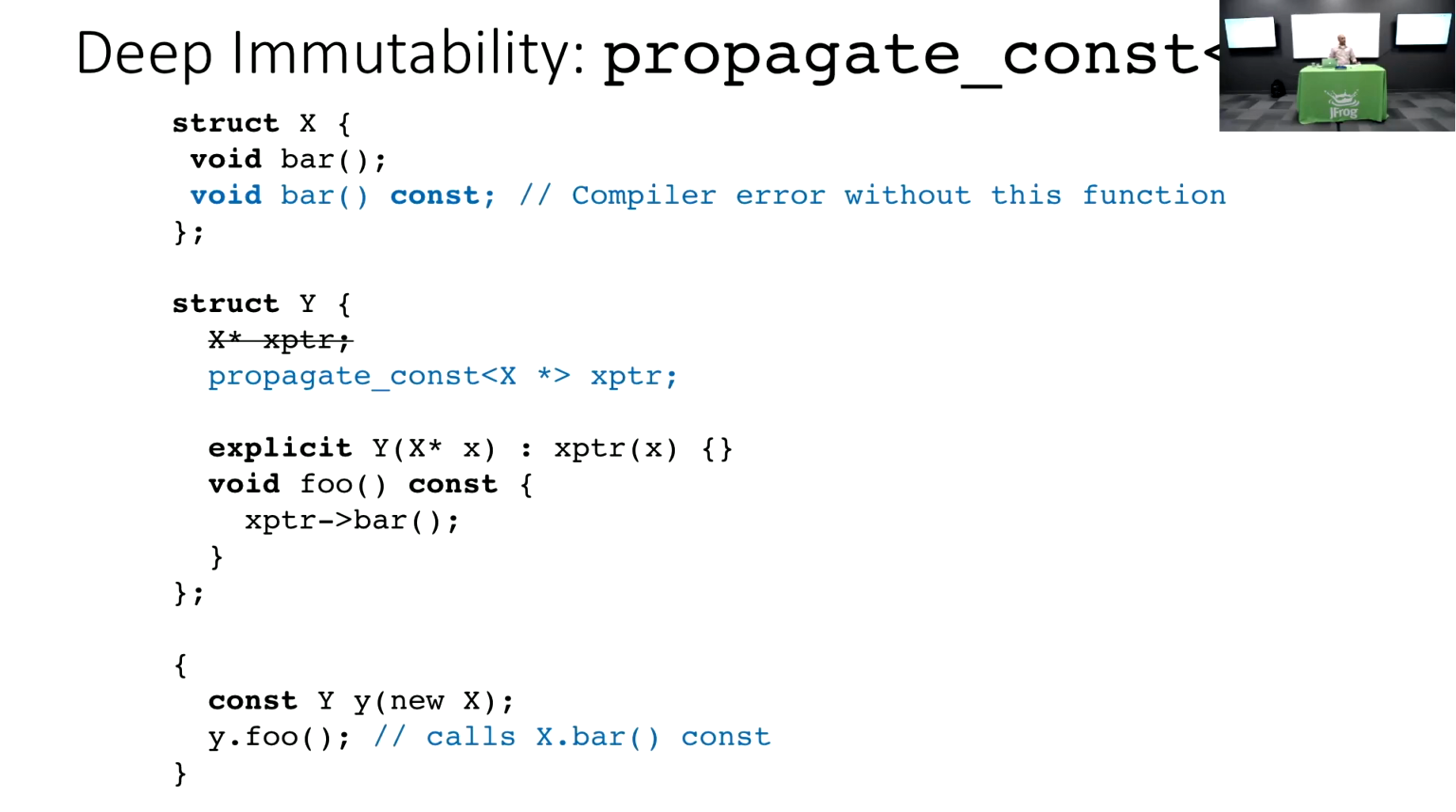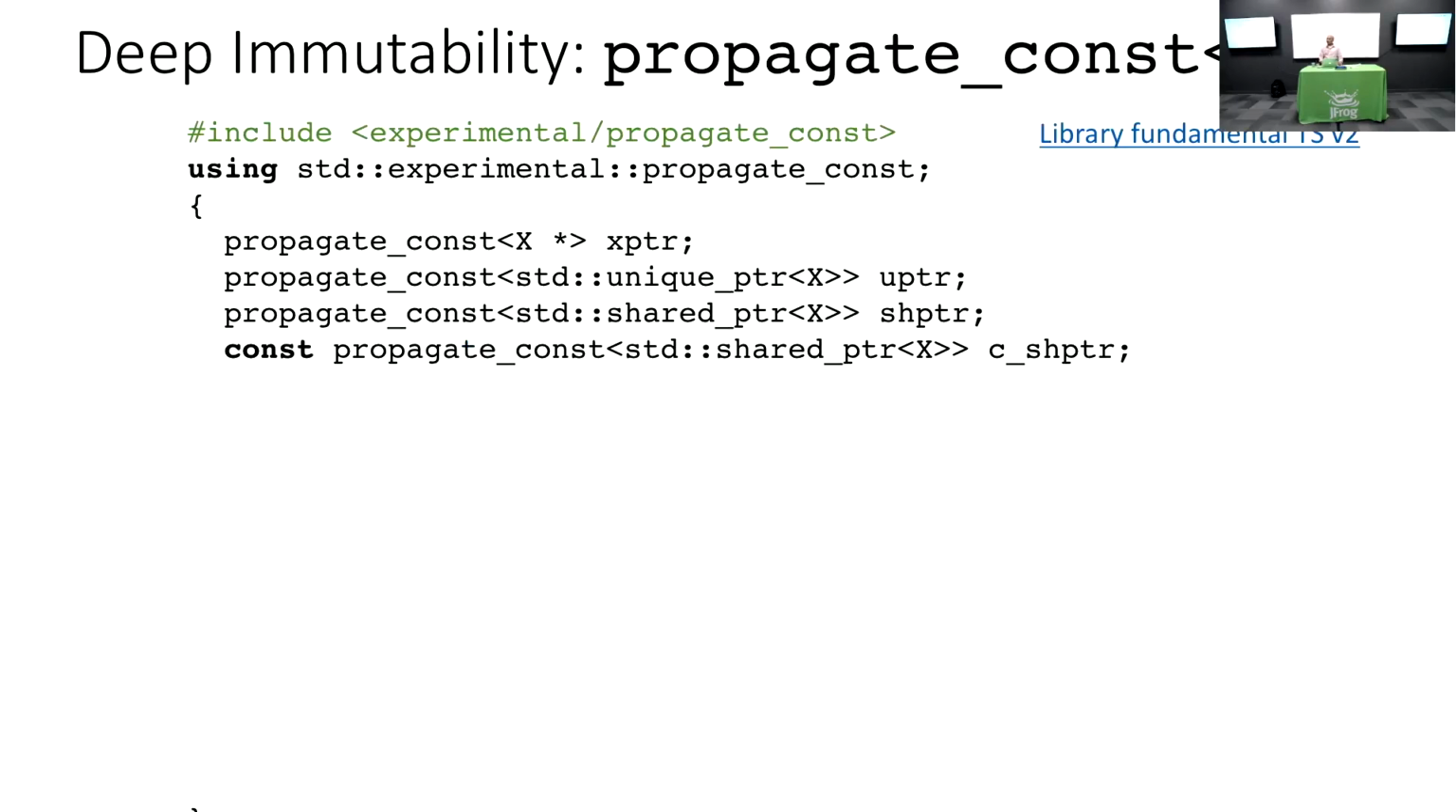that we have now. So propagate const is available in library fundamentals TS v2, and you can put together a shared pointer or unique pointer, whichever way you like. And if you call get on it, depending upon whether it is const or not, you will either get a const qualified pointer or not. And so the same propagate const object can be used in two different contexts depending upon how the container is.